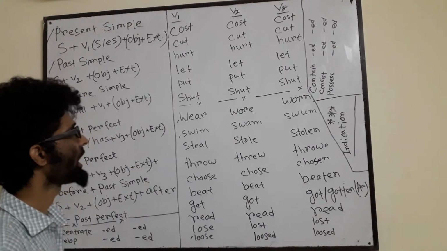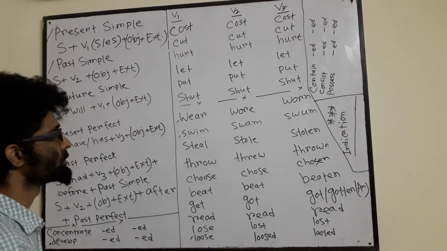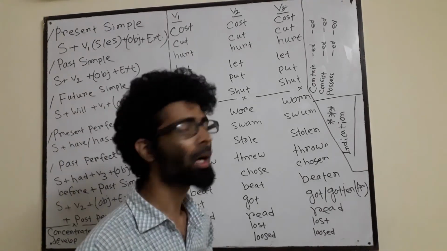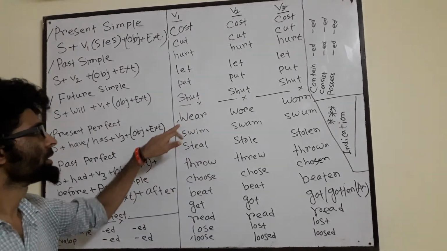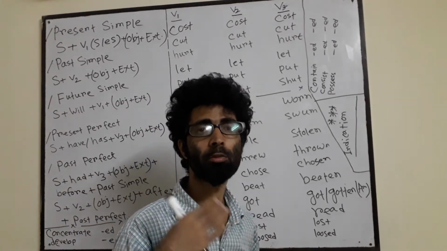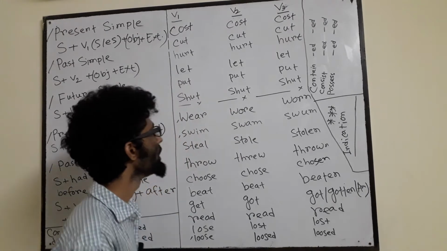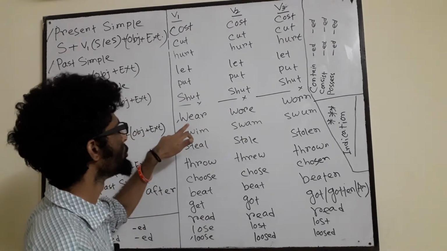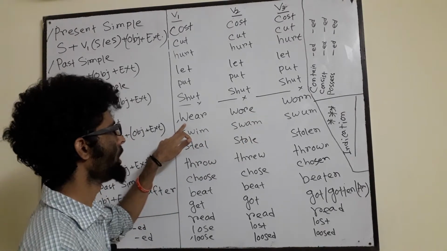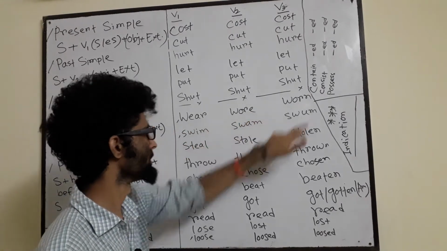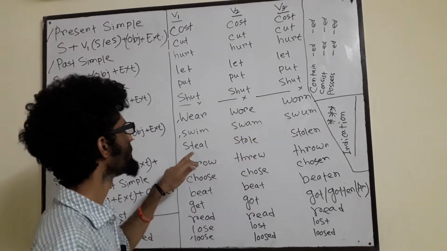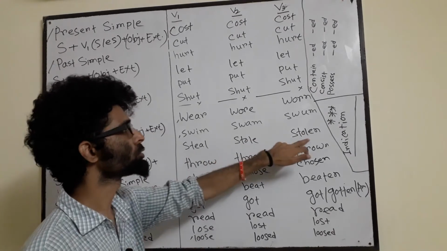Now cost, cut, hit, let, put, shut, and cost means to have a price. Next one, be careful about the sound, be careful about the pronunciation, the way I pronounce a word. I am trying my best to follow British people. So wear, wore, worn. Again wear, wore, worn. Next one, swim, swam. Then steal, stole, stolen.